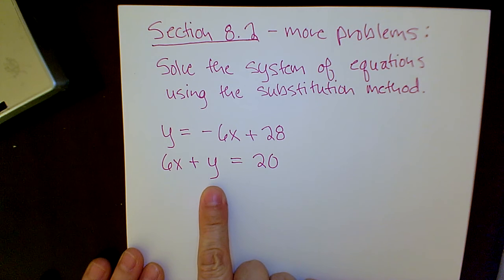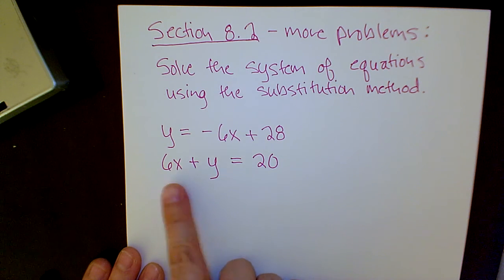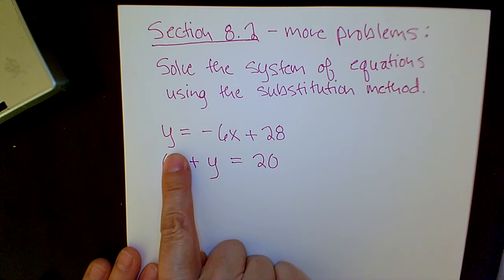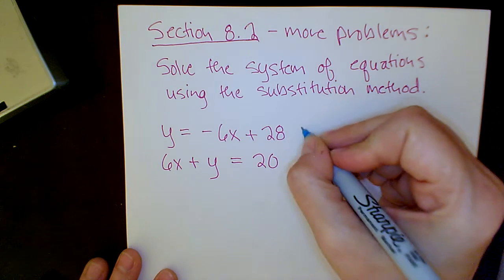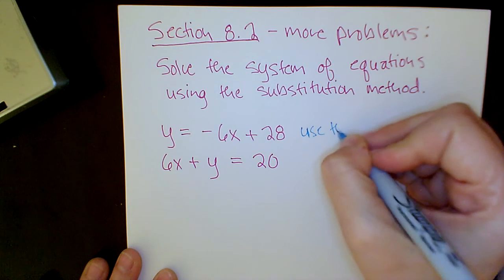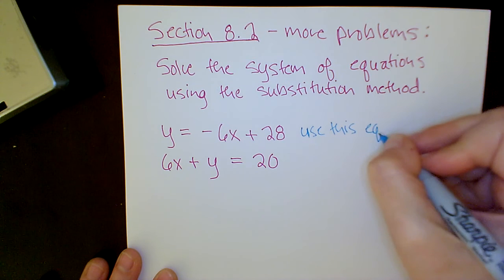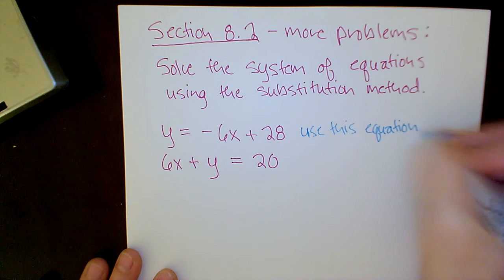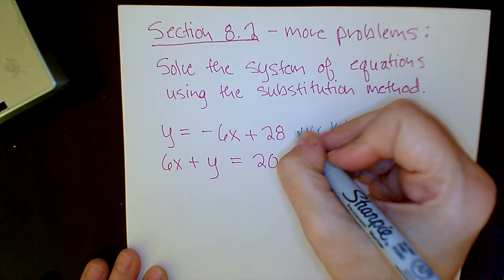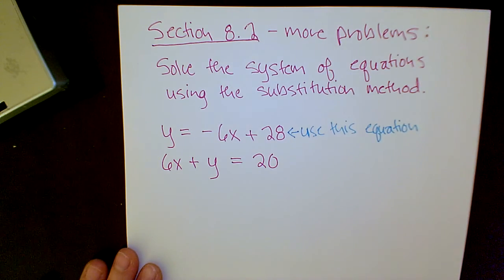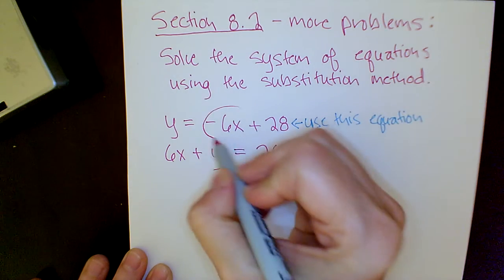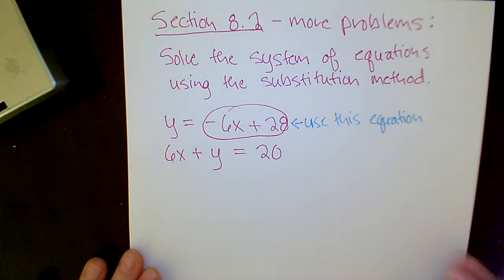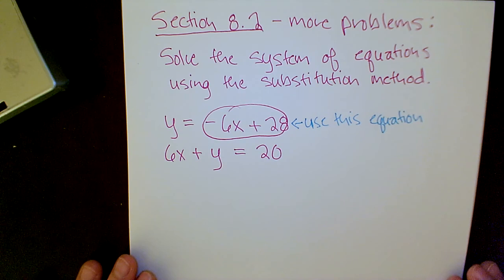I see I have a y standing alone here, but I would have to get that y alone. Here, the y is already alone, so I'm going to use this equation. I don't have to solve for it. The y is already alone by himself. So I know that y equals negative 6x plus 8.